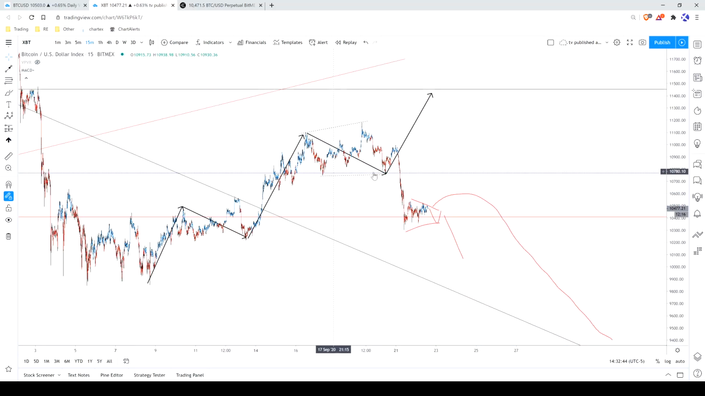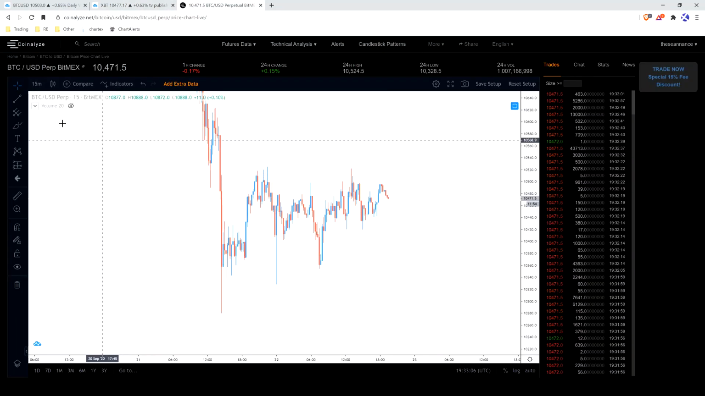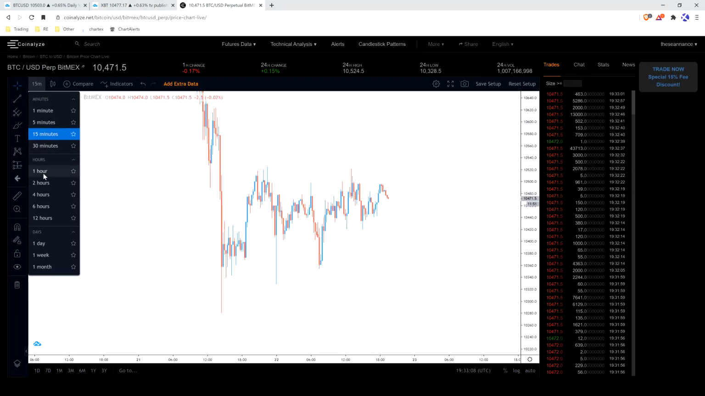When you see something that might be a correction, how do you know if it's going to continue out or if it's actually a top and a reversal? That's tough, and CVD may hold some answers to that. Let's go to the 1 hour.